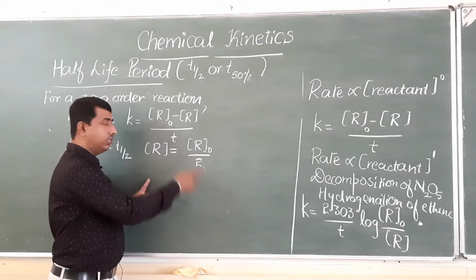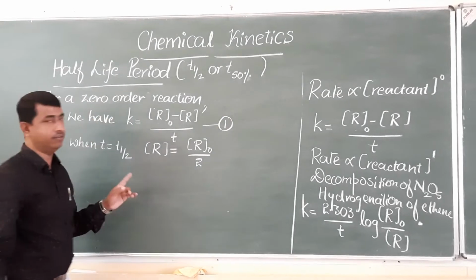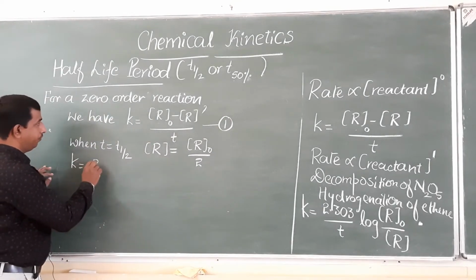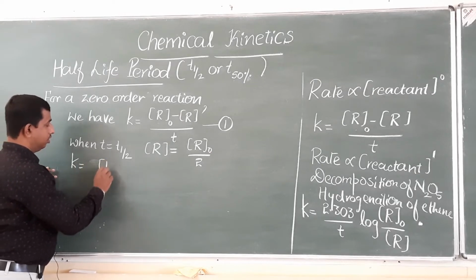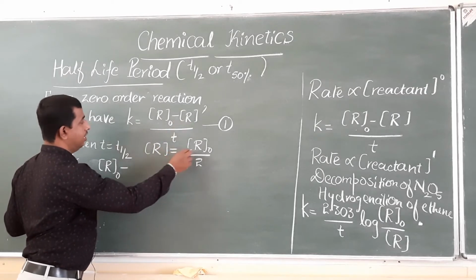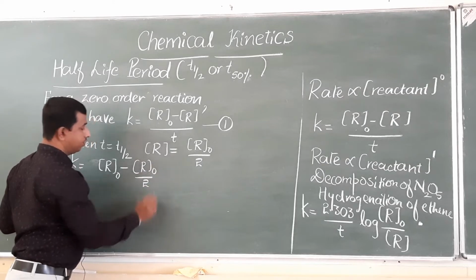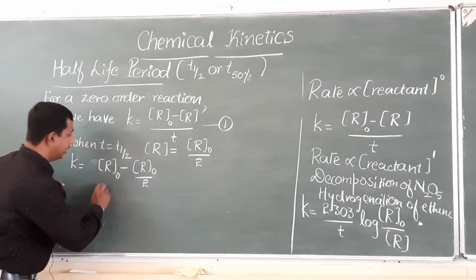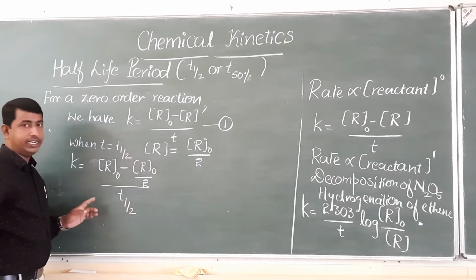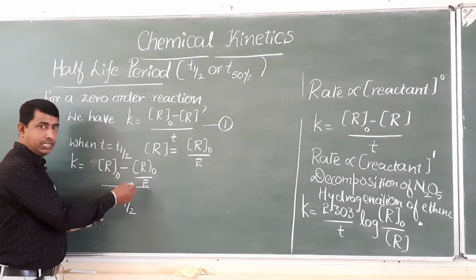Initial value by 2. Let us substitute this value in the first expression. So K is equal to R naught minus R. What is the value of R? R is equal to R naught by 2, divided by T. What is T? T is equal to T half. R naught minus R naught by 2, how much is it equal to?